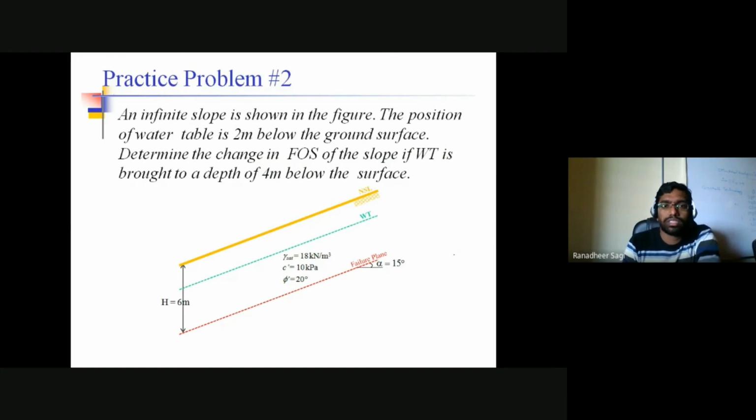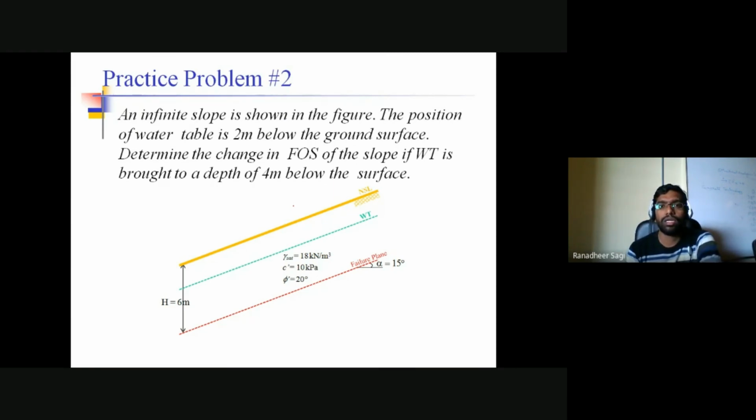Okay, so let's quickly go on with another problem. What is given here? An infinite slope is shown in the figure. The position of the water table is 2 meters below the ground surface. Determine the change in factor of safety of the slope if the water table is brought to a depth of 4 meters below the surface. So here I have two conditions. The first condition is when the water table is 2 meters below the ground surface. The second condition is when the water table is lowered by 2 more meters. It means from the ground surface, in the second case, the water table position is at 4 meters below the ground surface.